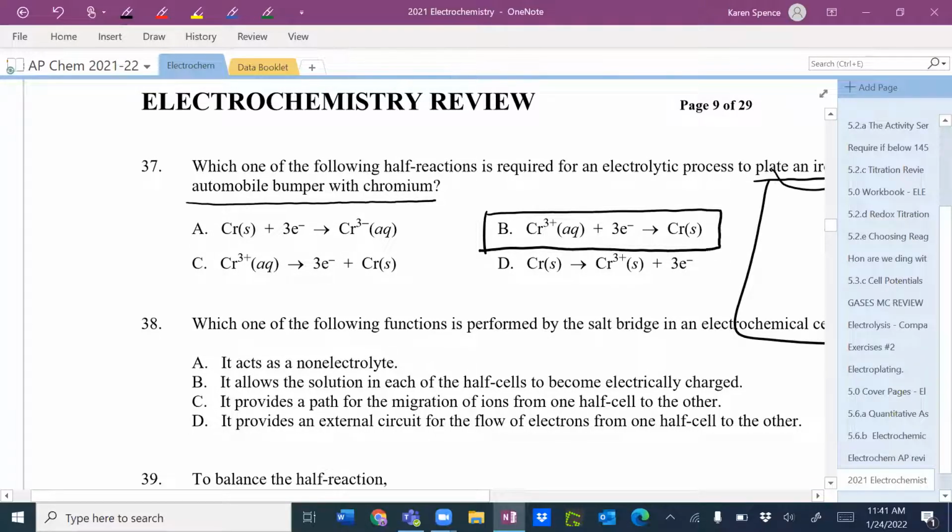Where are we at? No 40s. Okay, so we're at 50.